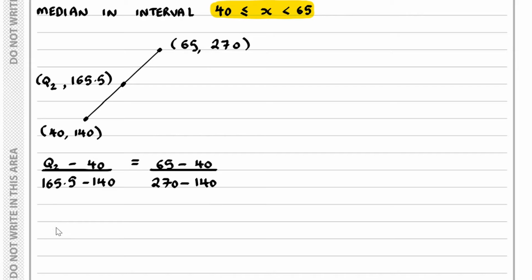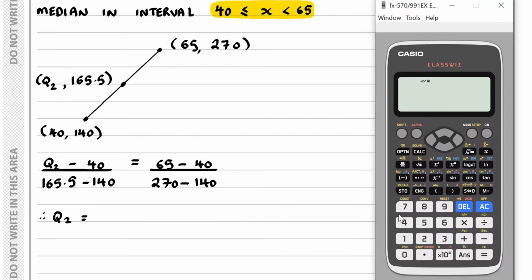So if I find out what Q2 is, we have 65 minus 40 divided by 270 minus 140, multiplied by 165.5 minus 140, plus 40. It turns out I get 44.9 given to three significant figures.